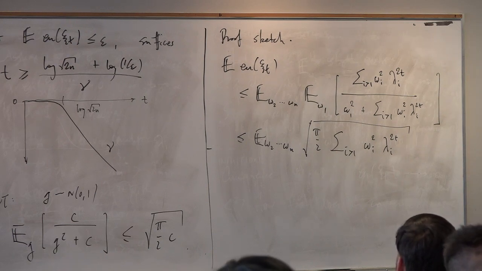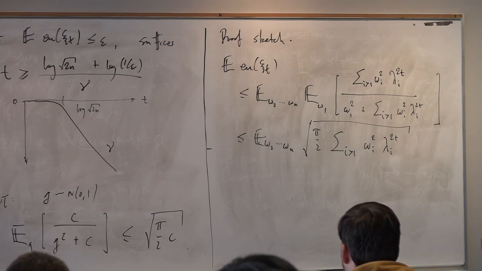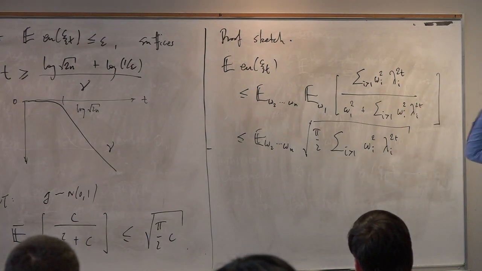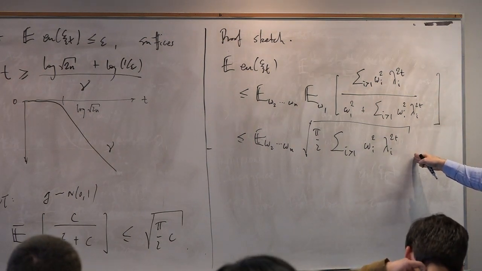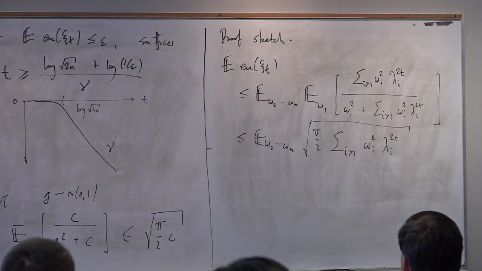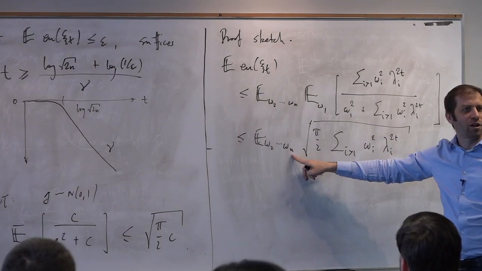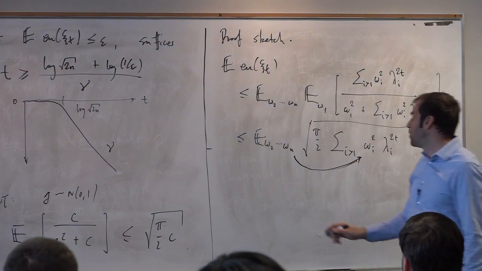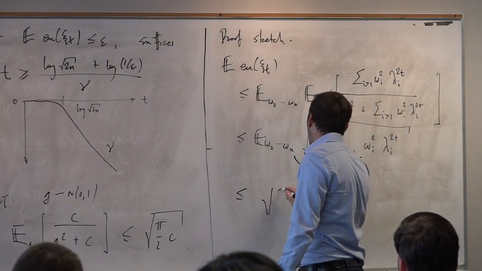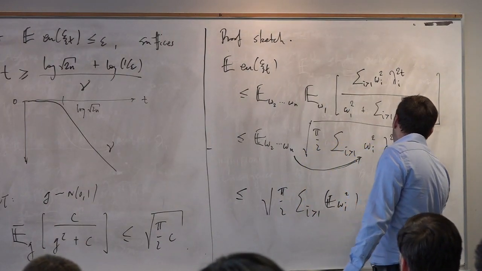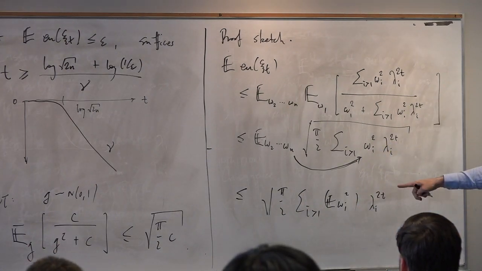Great. What do we do now? Well, is there something else in the denominator that I could apply this idea to? No, there's no denominator anymore, right? So what kind of function is the square root? It's concave. So what do I do with an expectation of a concave function? We're going to Jensen this. All right, so this is less than or equal to the square root of pi over 2 times the sum from i greater than 1 of the expectation of omega i squared lambda i to the 2t. Oh, that's 1.